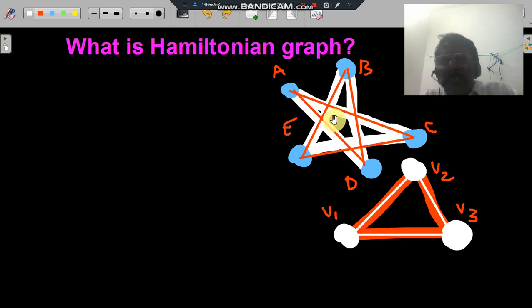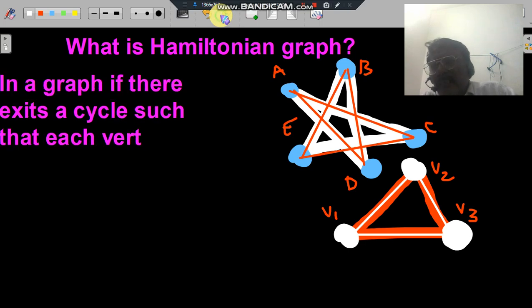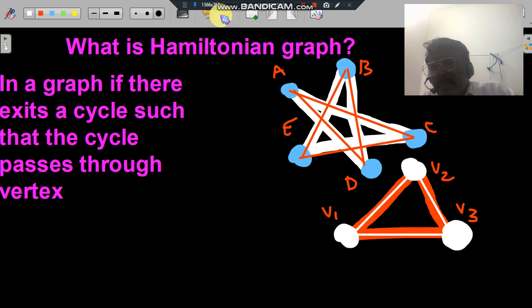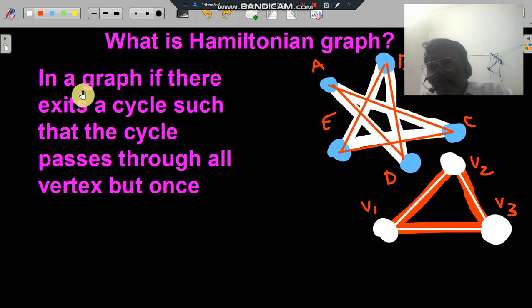So I repeat again, a Hamiltonian graph is a graph where there exists a cycle which passes through all the vertices but only once. So the definition goes like that. Now look at that, this is what we have here, the definition. What is a Hamiltonian graph? In a graph, if there exists a cycle such that the cycle passes through all the vertices but only once.